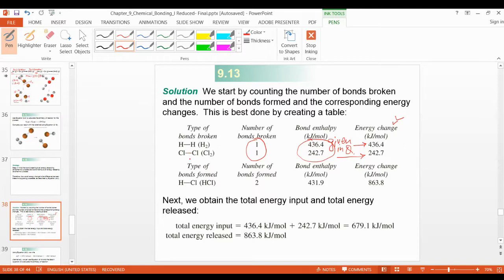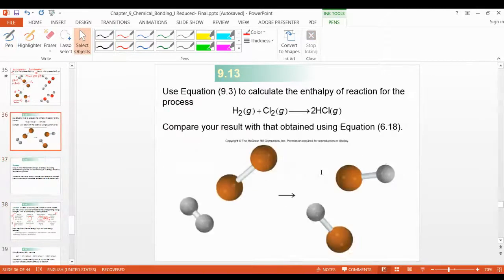Now the second one. These are the reactants, and this one is the product. Types of bond formed: HCl is formed, right? How many bonds are formed? 2. Look at here. How many bonds are formed? 2.